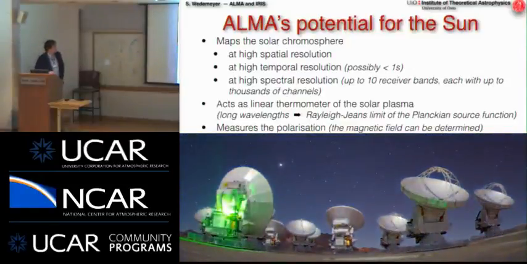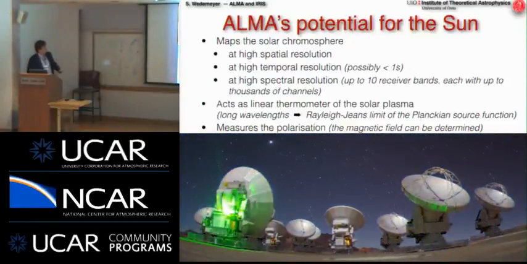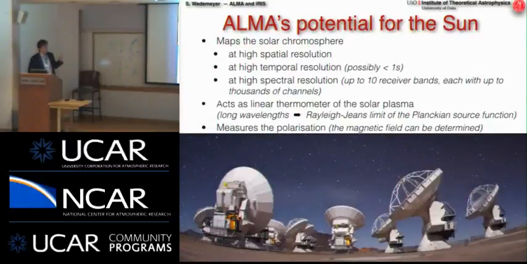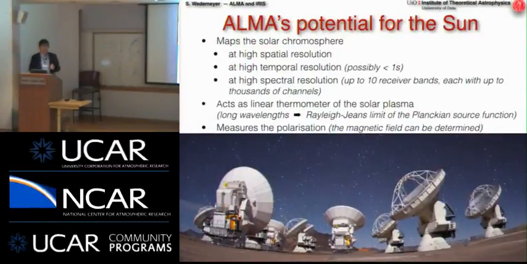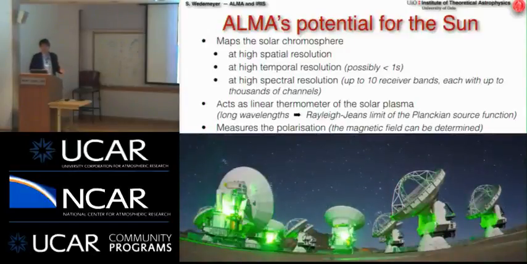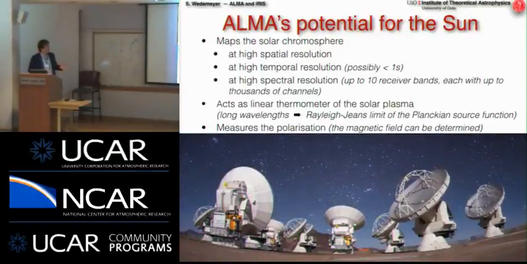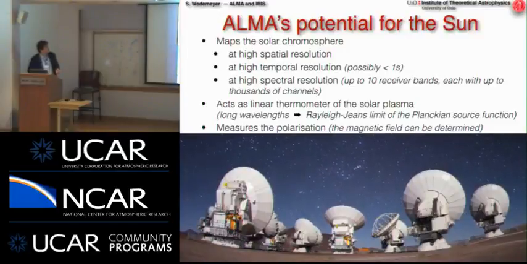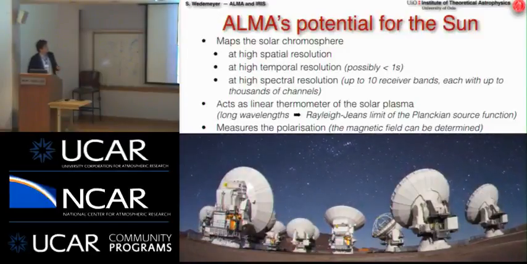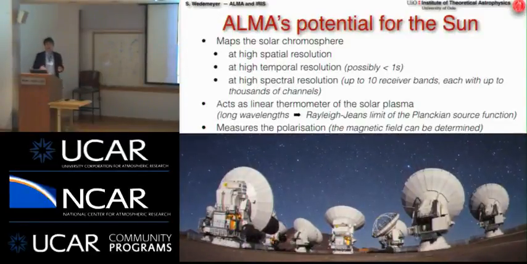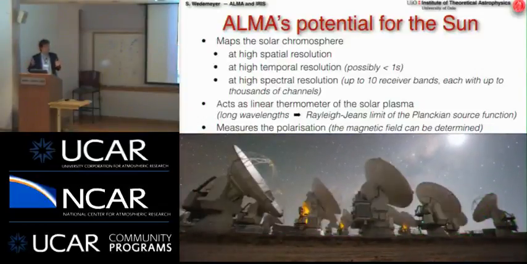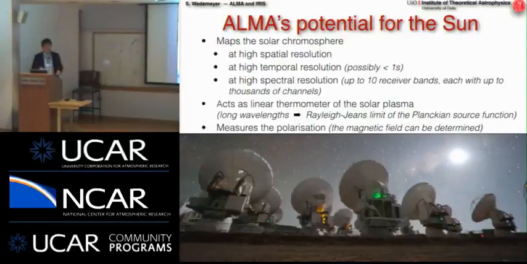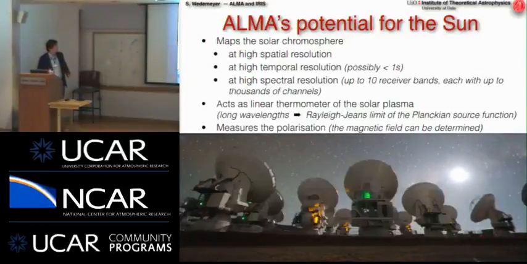So just a brief overview of the capabilities. You see it might be possible to achieve very high spatial resolution. The temporal resolution could also be very short, because you don't really have to integrate long. The sun is very bright in the millimeter range. Also, the spectral resolution will be quite high, because each receiver band can have up to like 4,000 or so spectral channels, which you can arrange very flexibly. So a lot of things can be done there.